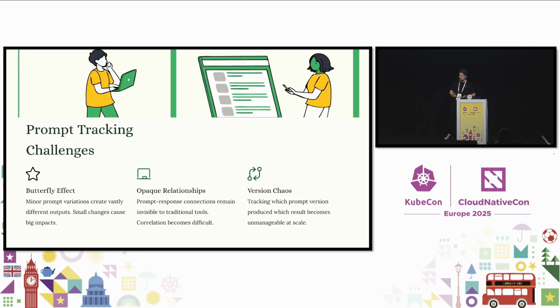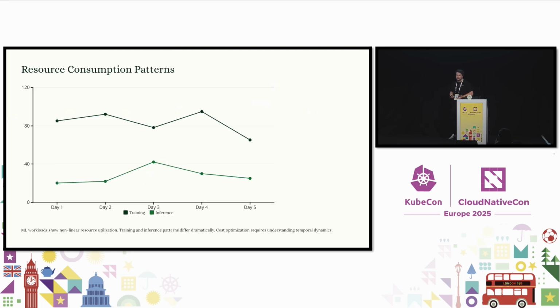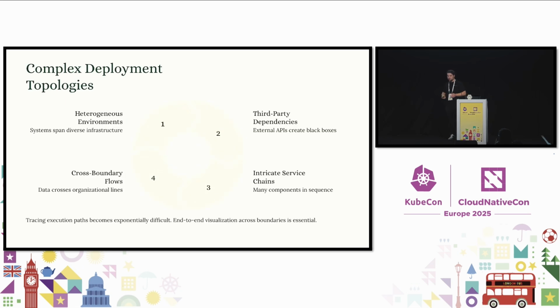There's a prompt tracking challenge. For example, minor prompt variations create different outputs. Small changes cause big impacts. Also, opaque relationships: the prompt-response connection remains invisible to traditional tools. And version chaos: you're constantly deploying new models. Also, resource consumption patterns are different from the traditional ones. You can consume more resources for the same prompt with different values.